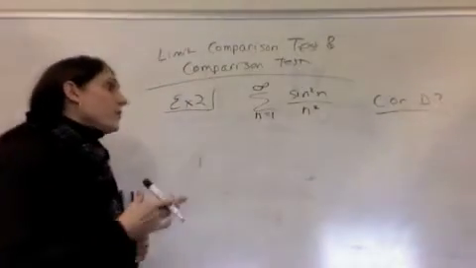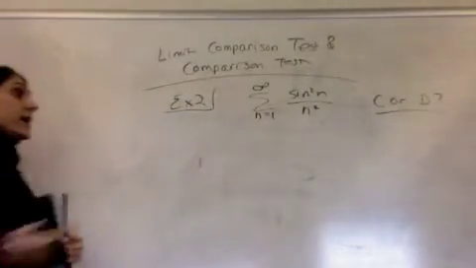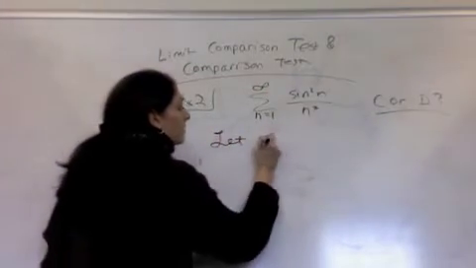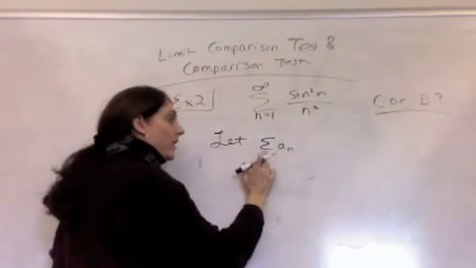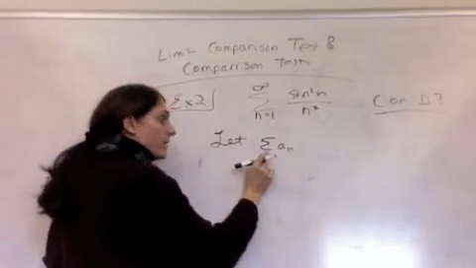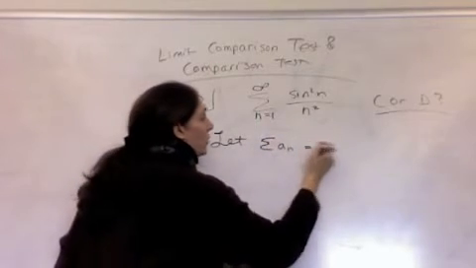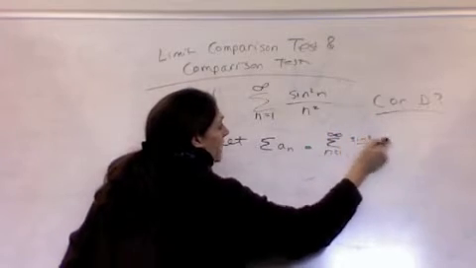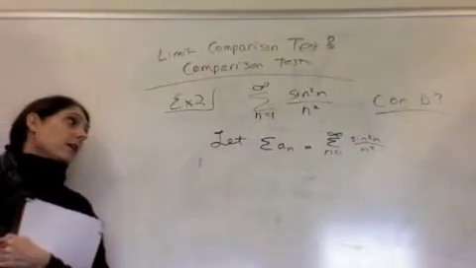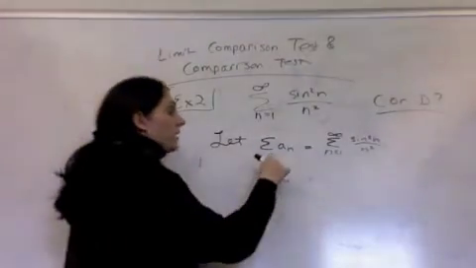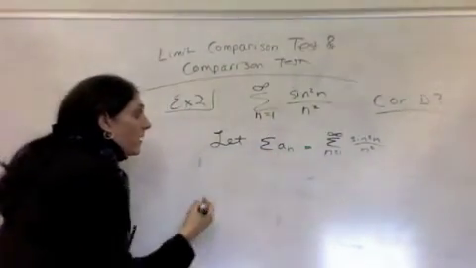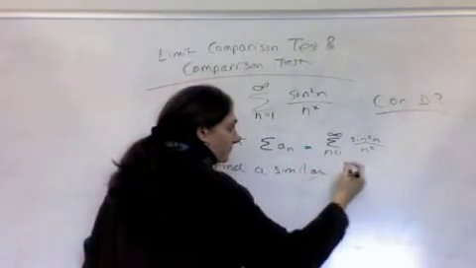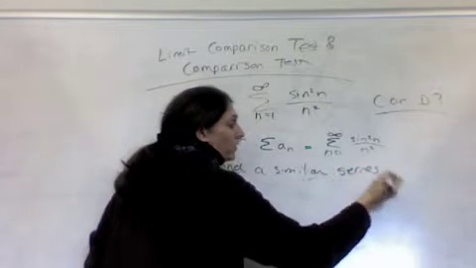So the idea for the comparison test, just like the comparison theorem with integrals, is we're going to let this series a sub n equal my infinite series. I like to do this because I hate writing all that stuff all the time, so I can just write this. You don't have to do that, but that's my habit. So we're going to let this infinite series be this series a sub n, and we need to find a similar series that we're going to compare it to.